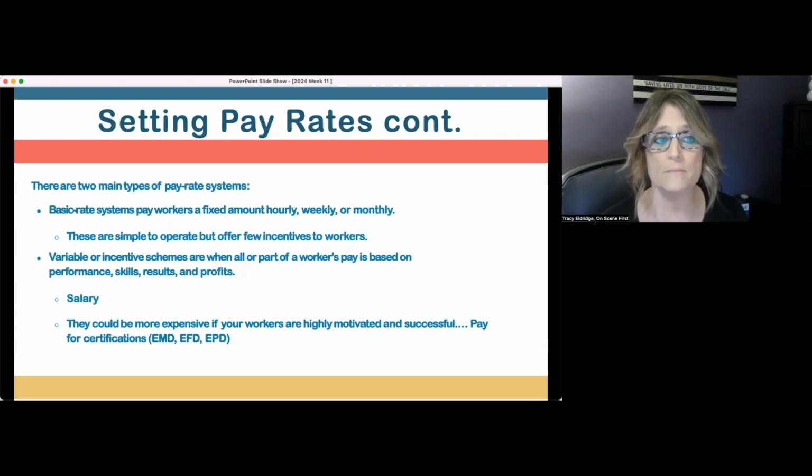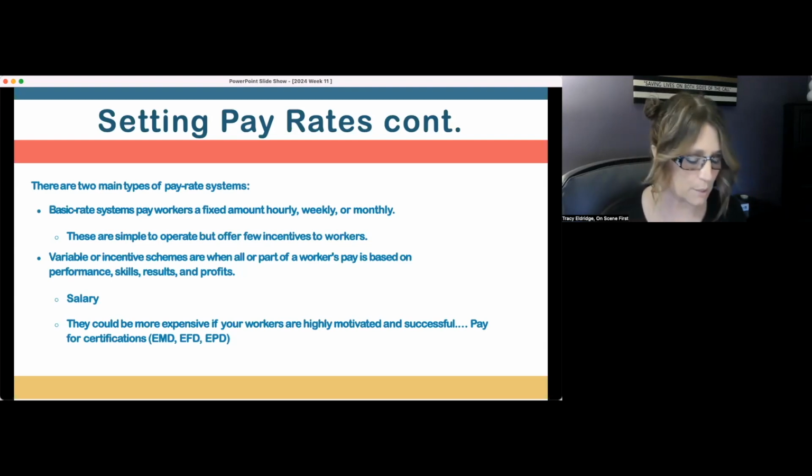Basic rate systems pay workers a fixed amount hourly, weekly, or monthly. Okay. These are simple to operate, but offer few incentives for the workers. This is what you get paid. Variable or incentive schemes are when all or part of the pay is based on performance, skills, results, and profits. We don't usually see that in the dispatch center. We kind of use a hybrid system.